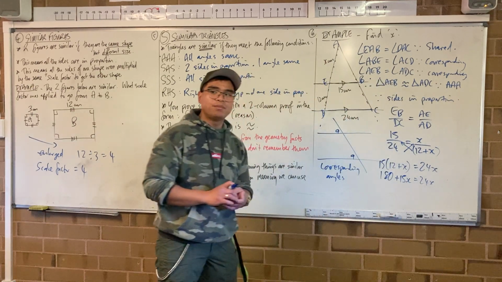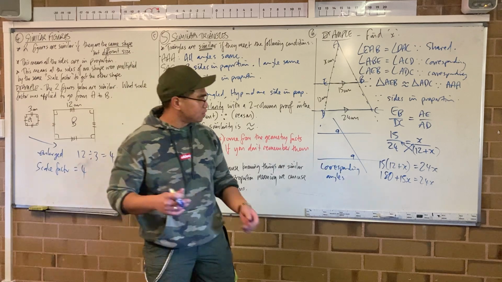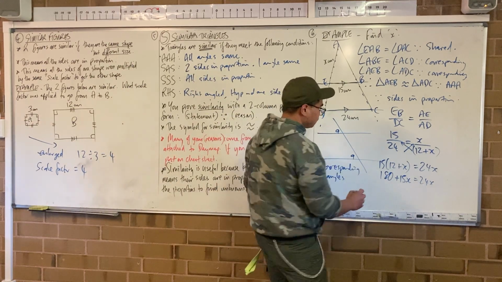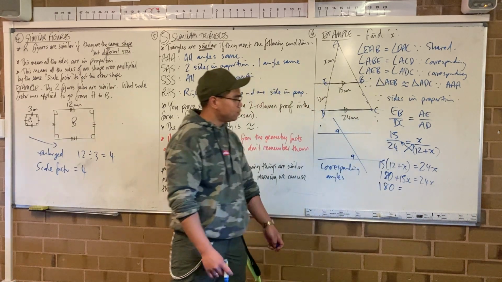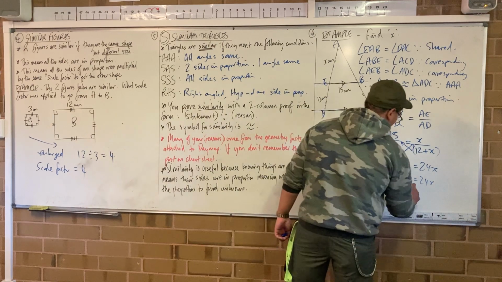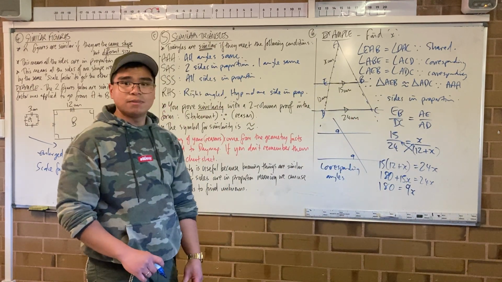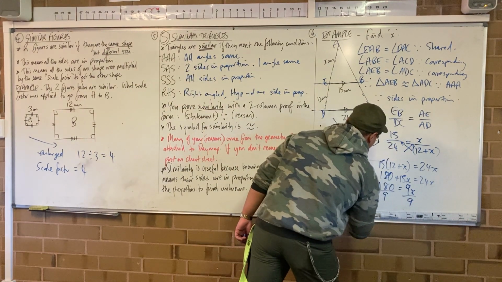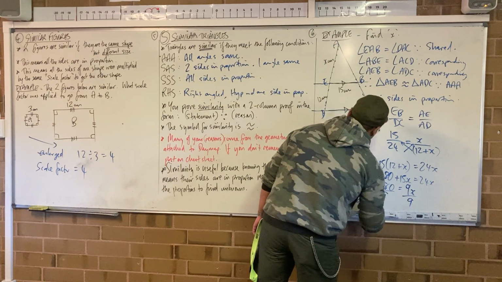Do I have x's on both sides? I want x's only on one side. So what's the opposite of adding 15? Good. Take 15 from both sides. What's 24 take 15? 9. What's the 9 doing to x? What's the opposite of timesing by 9? Divide both sides by 9. I think that's 20. Yeah. X is 20.